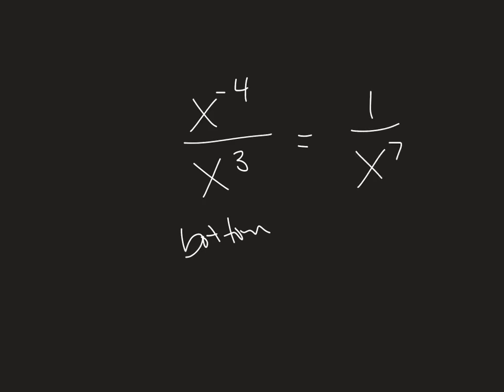Or if you did the quotient rule, you could do 2 steps in one. You could take this negative 4 and subtract 3, because that's the quotient rule, and that's going to get you negative 7. And then because it's a negative 7 as a power, you would therefore know that it had to go in the denominator. So you would say, okay, it's a negative exponent, so I know it's going to be moved to the denominator. Then that would just get you to your final step here.